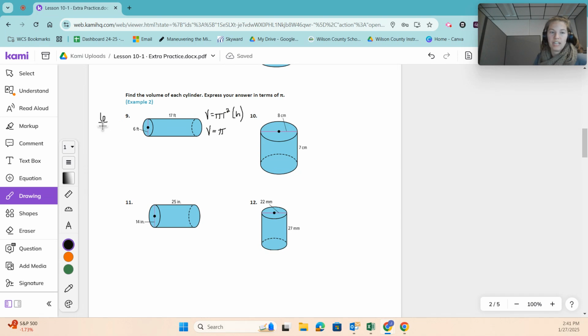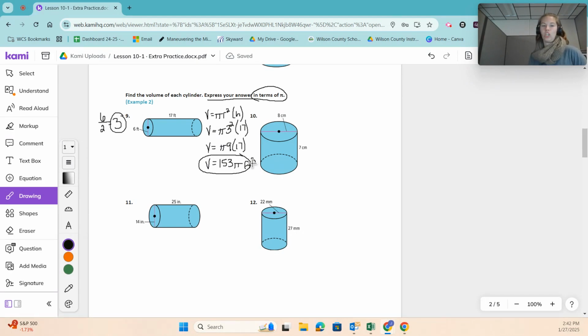So I'm going to take the diameter and divide it by 2 to find that radius. And then I solve everything the exact same way. So I have volume equals pi times 9 times 17, because 3 squared is 9. 9 times 17 is 153, so that gives me 153 pi. And this does say express your answer in terms of pi, so this is our solution here. The volume is exactly 153 pi feet cubed.